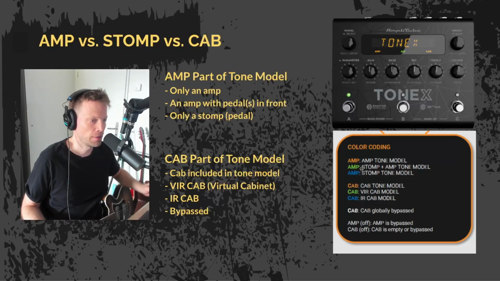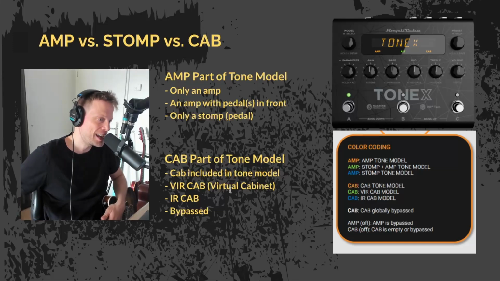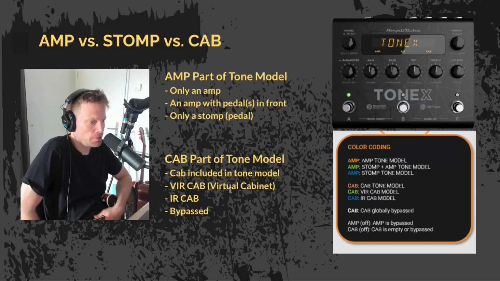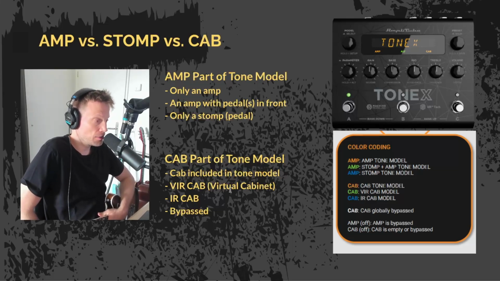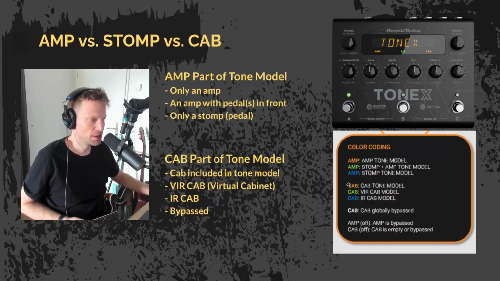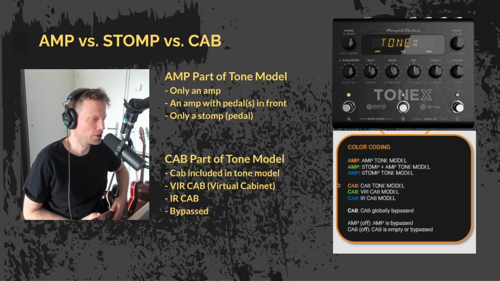More on this later. The cab part can also be a virtual cabinet, so that's IK Multimedia's cabinet and microphone placement simulation tool that can be used as cabinet. Or it can be a custom IR, so your own impulse response. And here you see the color coding. Amber means the tone model was made with a cabinet. Green means the cabinet part is the virtual cabinet. Blue means it's a custom IR or a known impulse response as cabinet.